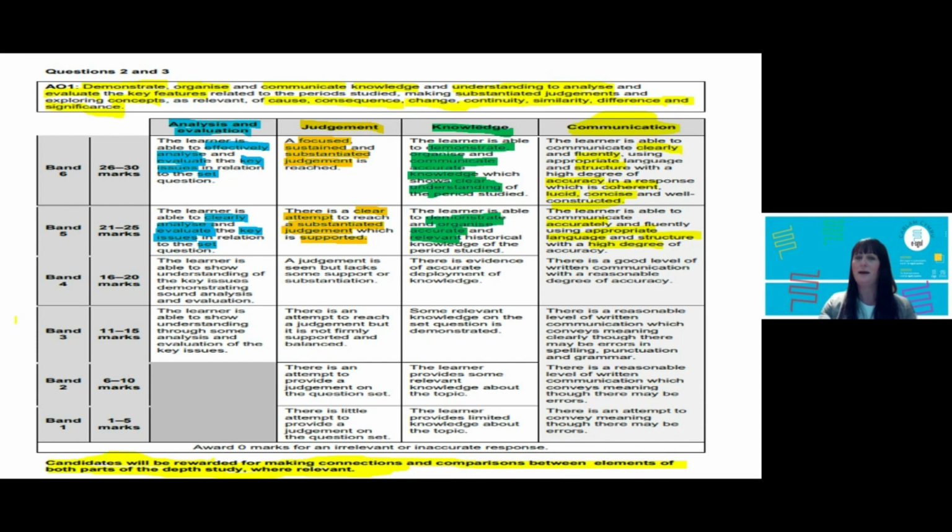Knowledge for band 5, the learner is able to demonstrate and organise accurate and relevant historical knowledge of the period studied.